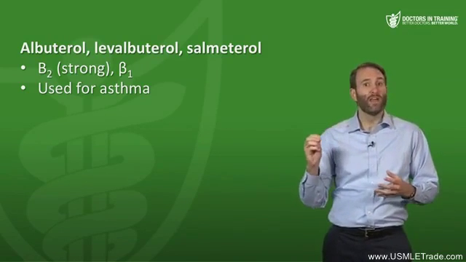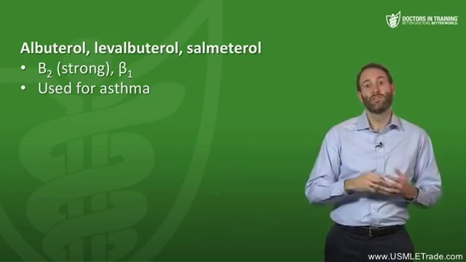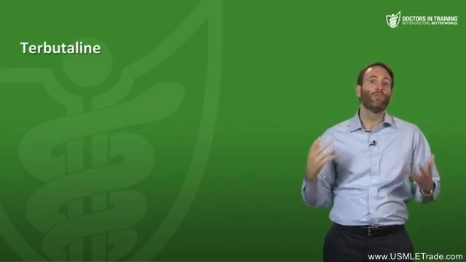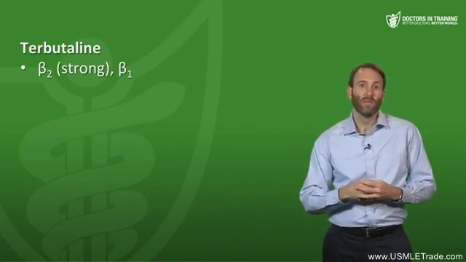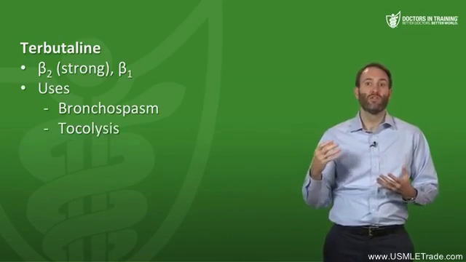Now, because of that beta-1 activity, patients will often get tachycardia when they're taking inhalers, but this is less pronounced in medicines like levalbuterol. Next, we have terbutaline. So this has a strong beta-2 and some beta-1, kind of like our previous drugs. It can be used for bronchospasm, but you also see this being used for tocolysis.